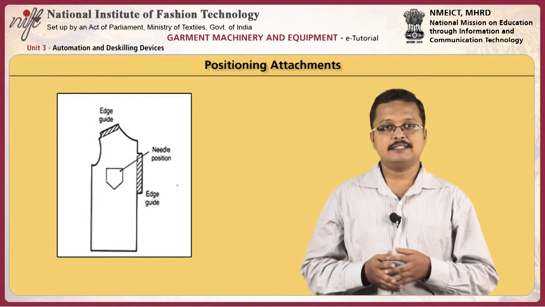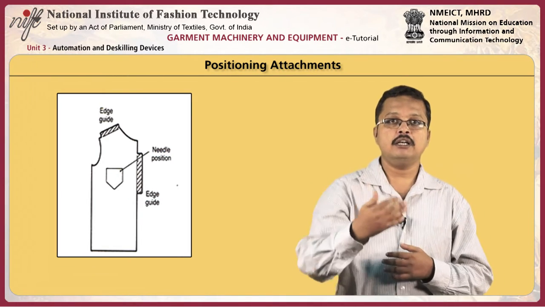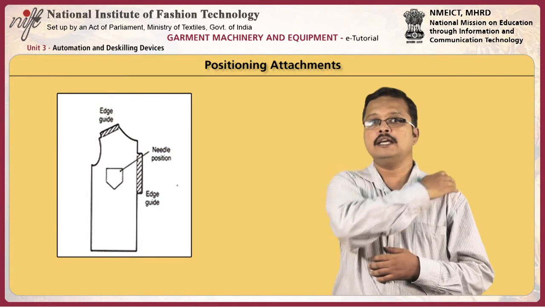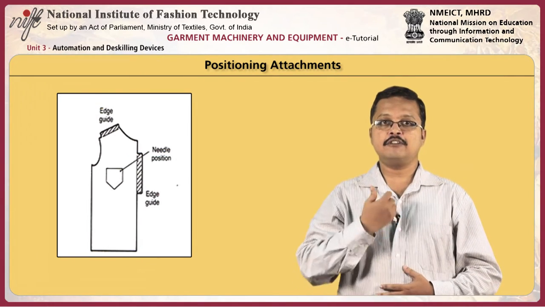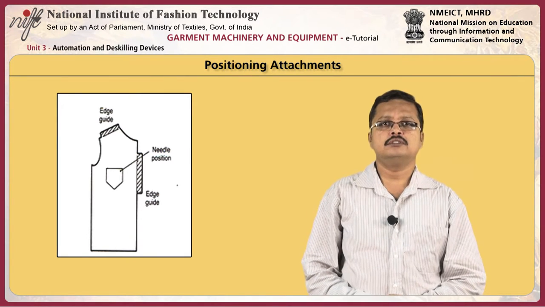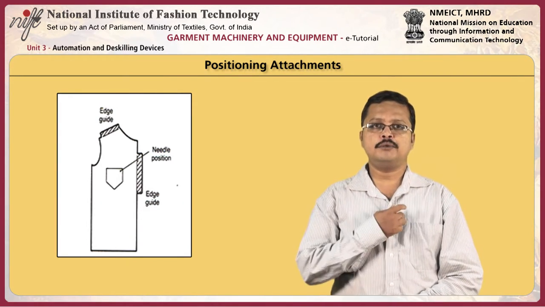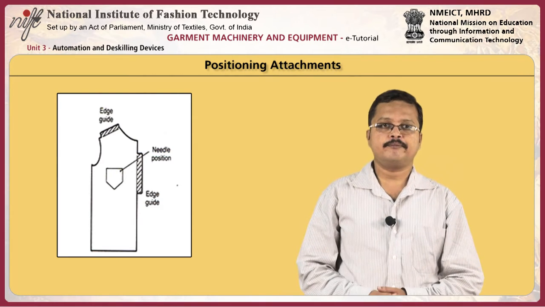To replace this, we can put a single edge guide to the back of the needle parallel to the shoulder line and another edge guide to the right indicating the edge of the front part. Once the front is positioned, it is understood that the top corner of the pocket should be under the needle position. This will remove one helper operation.